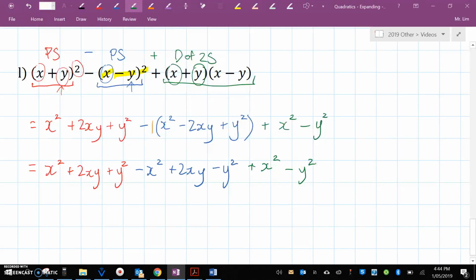And now we can collect like terms. So x squared minus x squared is 0, plus x squared is x squared. 2xy plus 2xy is 4xy. Y squared minus y squared is 0. 0 minus y squared is minus y squared. And that's it.